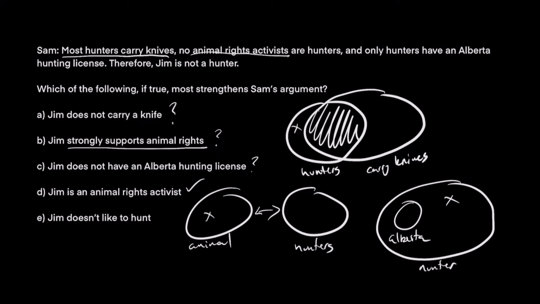E, Jim doesn't like to hunt. We don't know what liking to hunt has to do with hunting, right? Jim's job might be to be a hunter and he doesn't like his job, but he still has to do it to feed his family, right? So just because he doesn't like to hunt doesn't really offer too much in terms of proof that he's not a hunter. So D is the right answer.